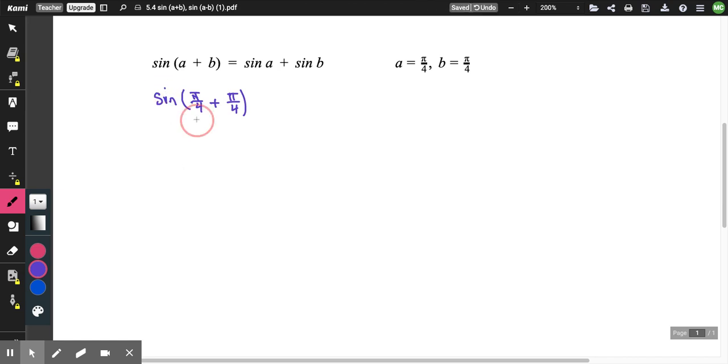So the first thing I would need to do is add pi over 4 and pi over 4, which would be 2 pi over 4, which reduces to pi over 2. And so then I can evaluate sine of pi over 2 is 1.